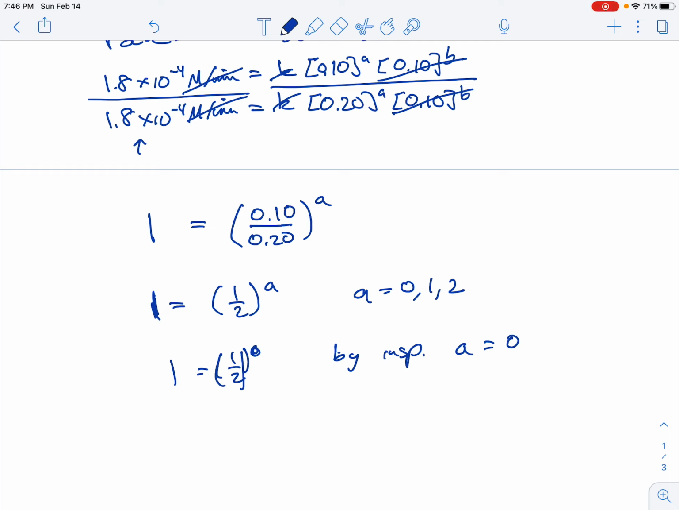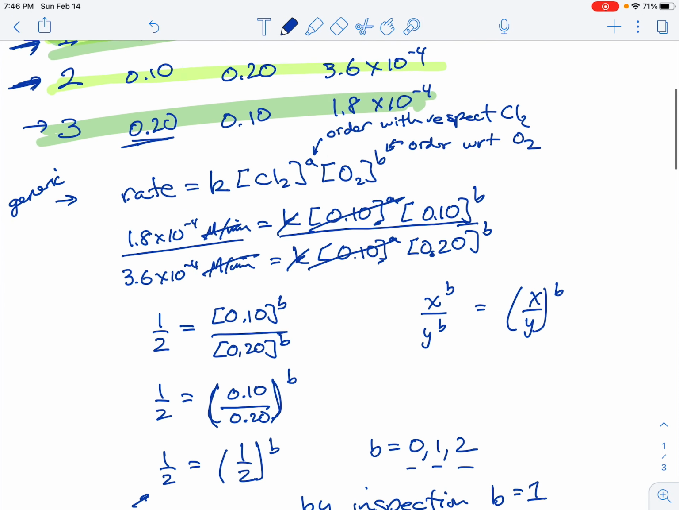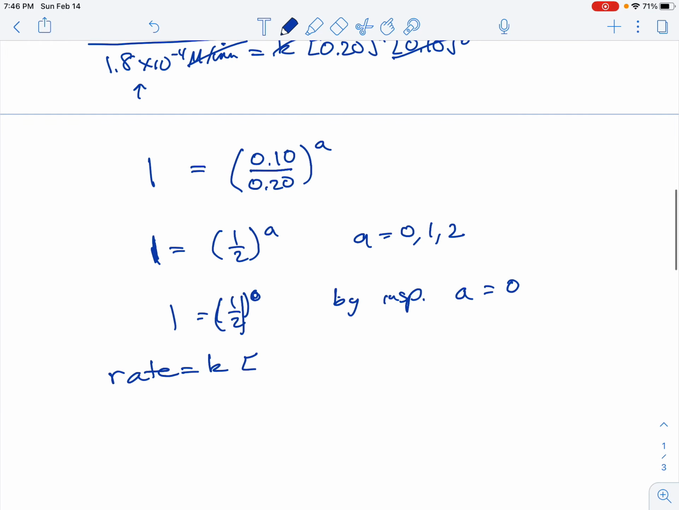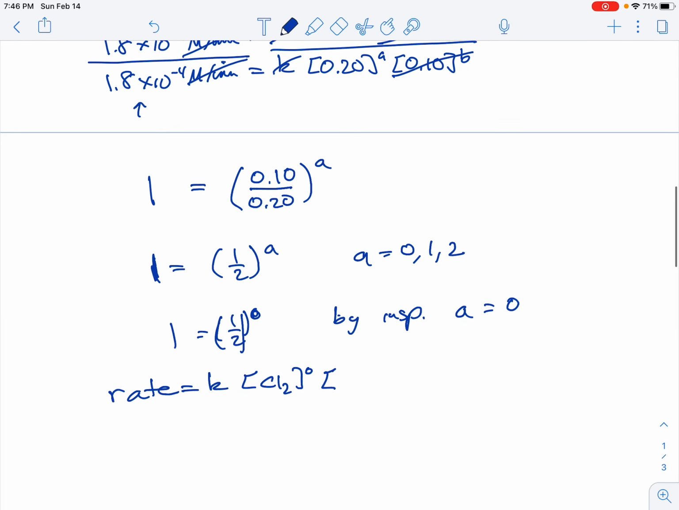So now we can finally write our rate law. Rate is equal to K times, we had Cl2 was A, so we can write it Cl2 to the 0. I'll show you an easy way to simplify this in a second. Times O2, and we know that B is equal to 1. Now remember, right here, anything to the 0 power is 1, so we don't actually have to write the Cl2. We can make this easier and write rate equals K times O2. And if you want to write the 1 here, you can. And if you don't write the 1, that's okay, because it's understood if you don't write it.